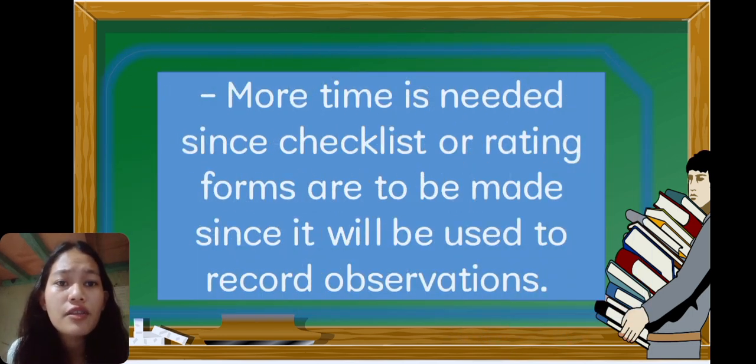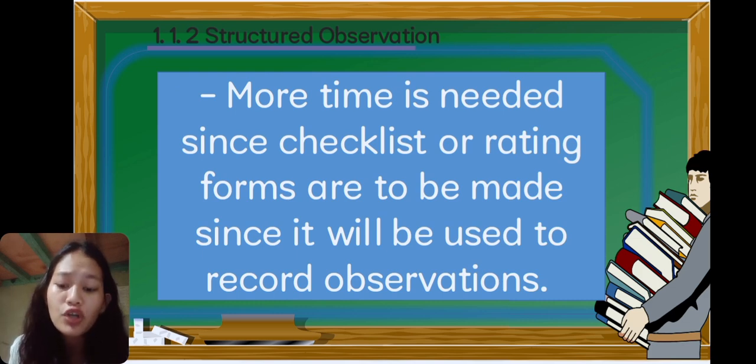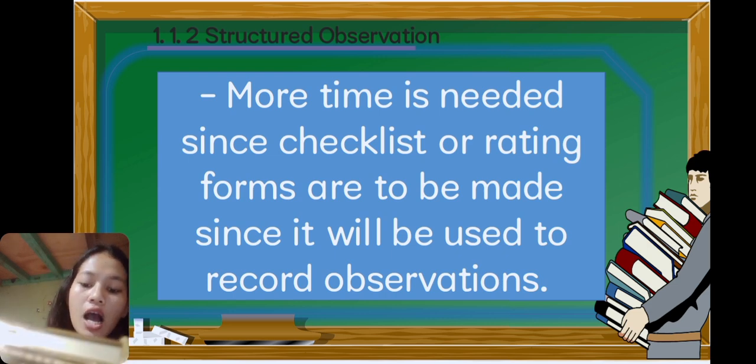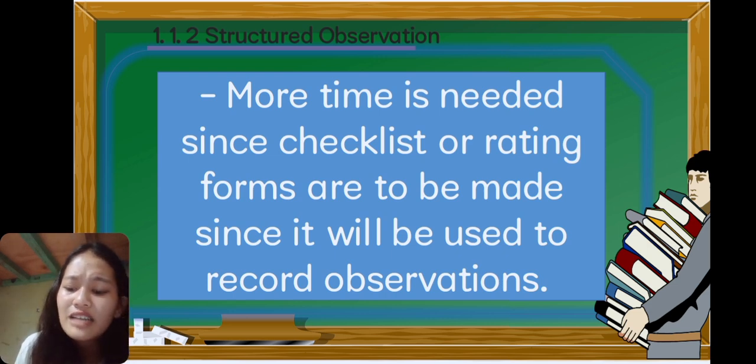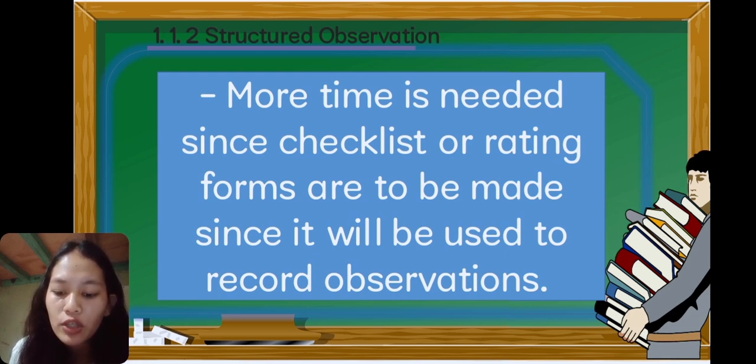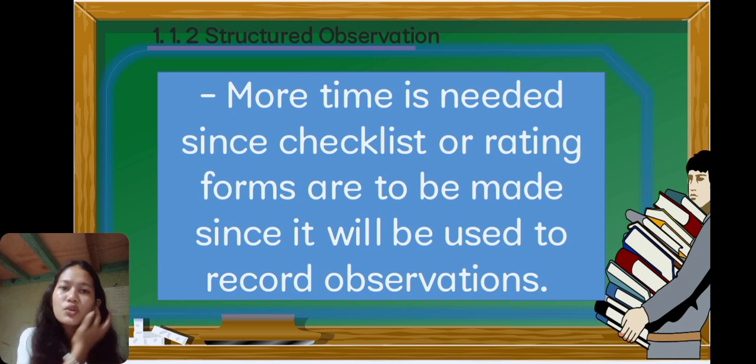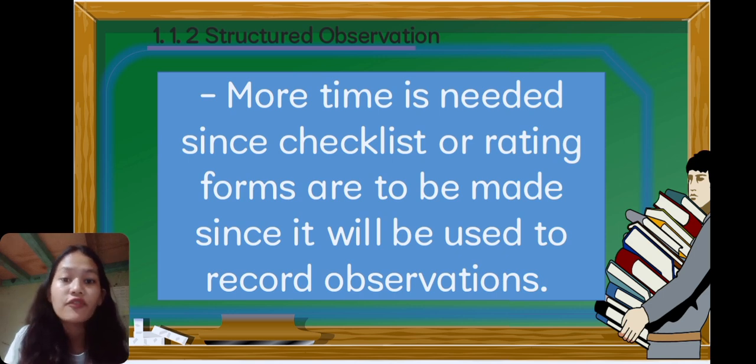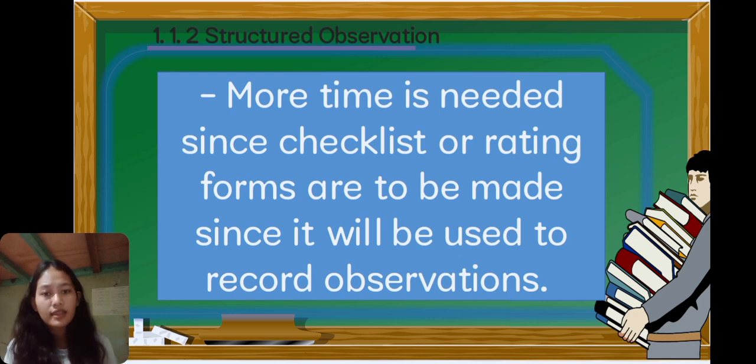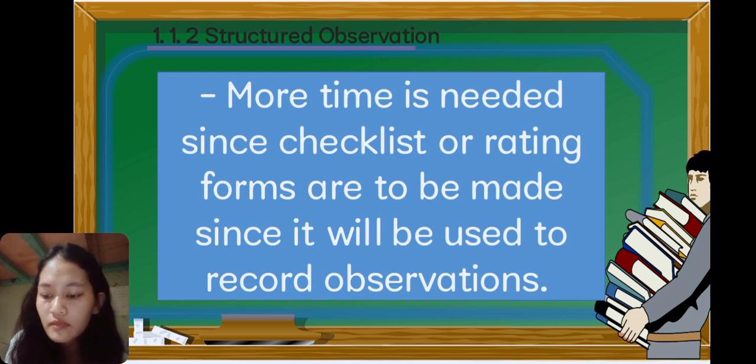While we have also the structured observation. A structured observation is different from the unstructured observation in terms of the preparation needed as well as in how the observation is recorded. In structured observation, more time is needed since checklists or rating scales are to be made, since they will be used to record observation. So the structured observation has a checklist or rating forms, unlike the unstructured observation, which has no checklist or ratings. That is the difference between the two.